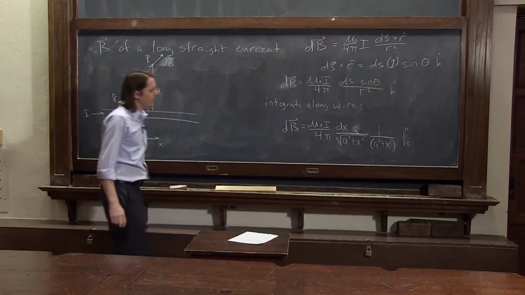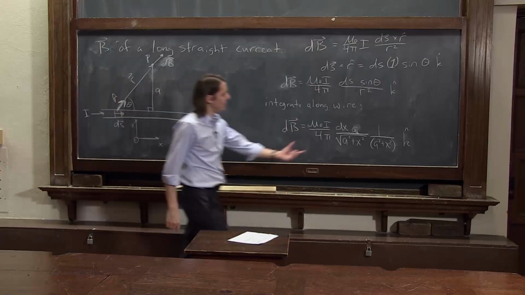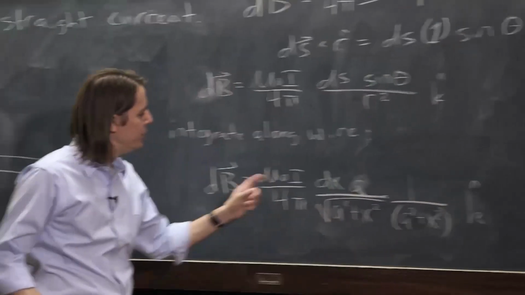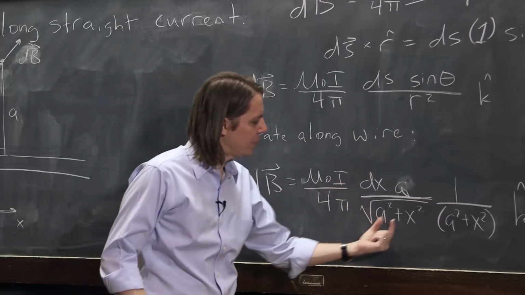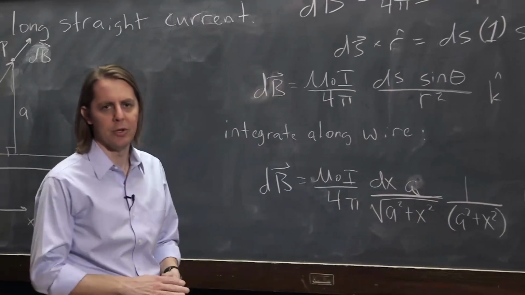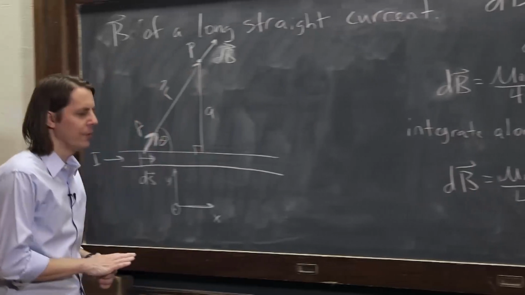So there's your integral. And you can see quickly one thing you can do is combine these two. It's really the integral of mu naught I a over 4 pi dx over a squared plus x squared to the 3/2 once we put it together. So next board, we'll go through and finish the integral.